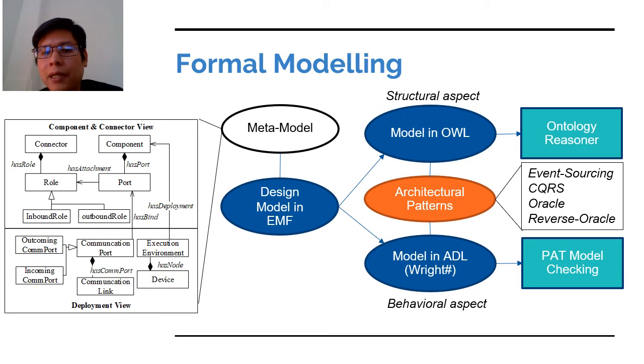We also define the architectural patterns, such as publish-subscribe or client-server, and also some of the modern software system patterns like event sourcing or CQRS, which is widely used in the event-based microservice architecture, or oracle and reverse oracle, which are used in the blockchain architecture.